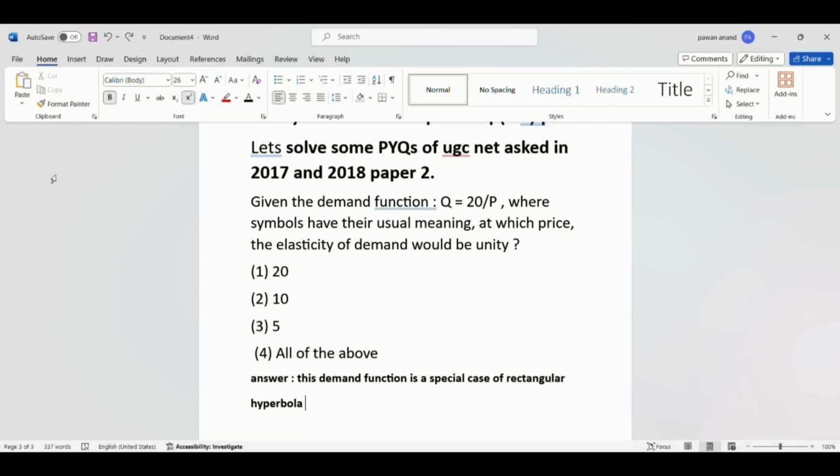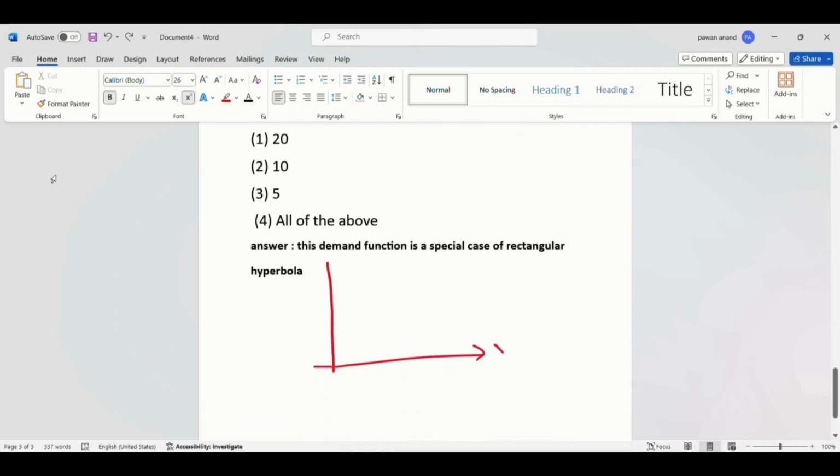Now, what is a rectangular hyperbola? I draw this diagram for you. You can see this diagram. This is convex to the origin basically. On the y-axis we take price, on the x-axis we take quantity. This is a rectangular hyperbola. Now, what's the property of this diagram?